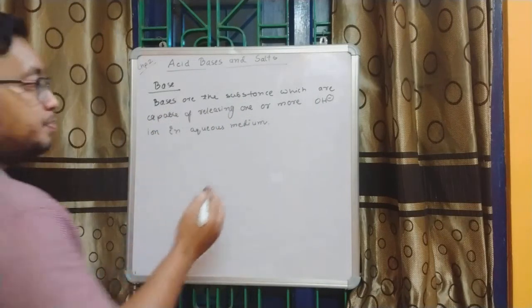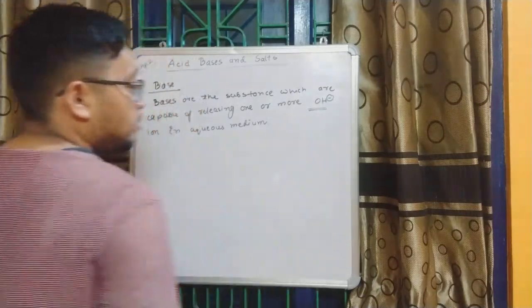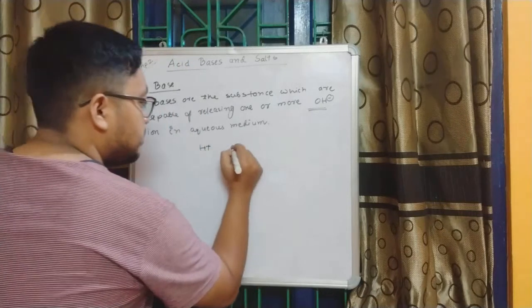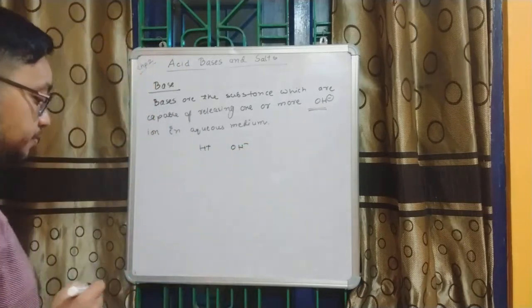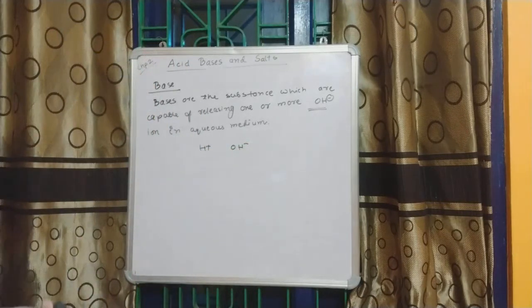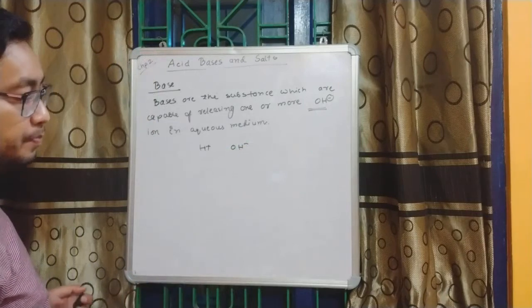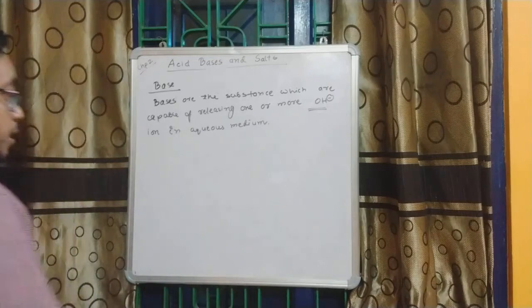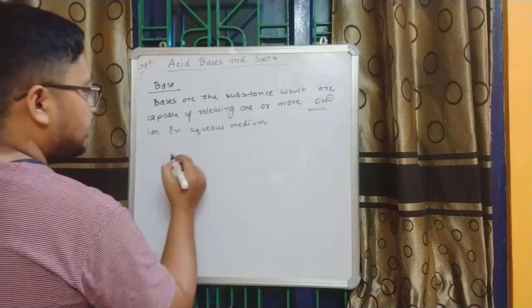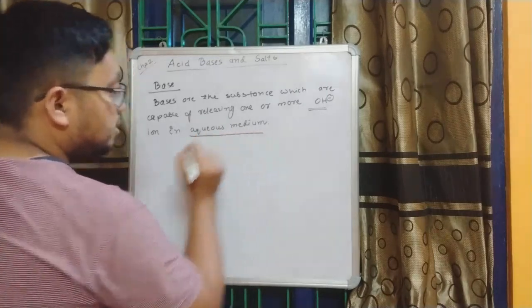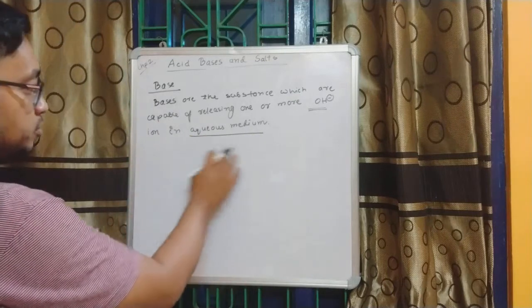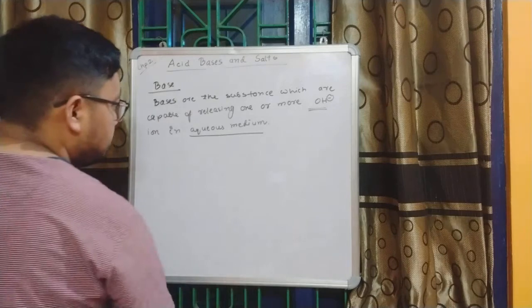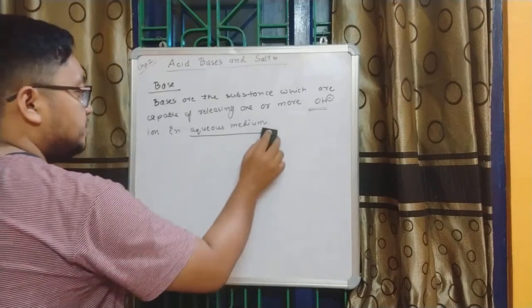So the main difference here: acids contain H plus, bases contain OH minus. That is the first difference in terms of the more scientific aspect. And the similarity is that both acidic and basic nature is observed when the medium is aqueous.